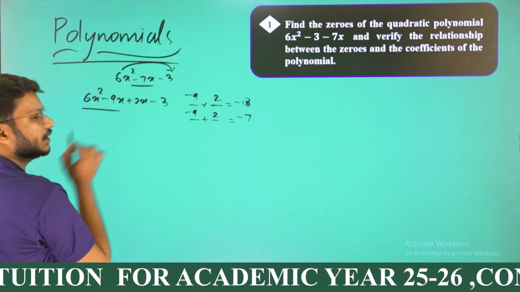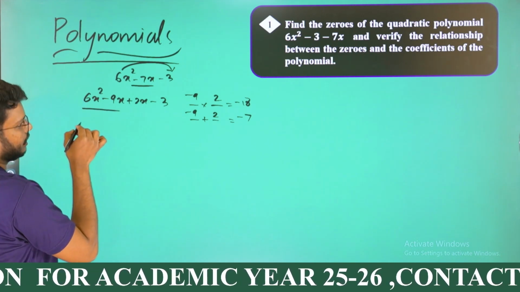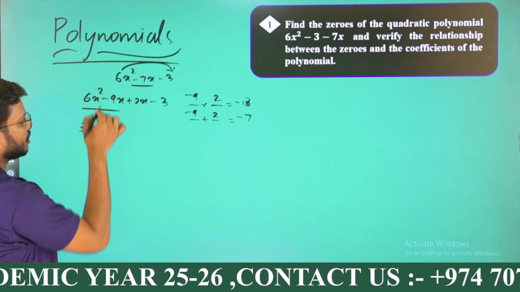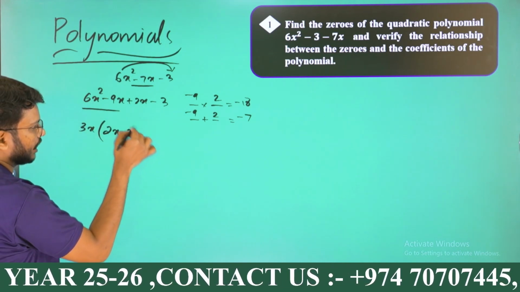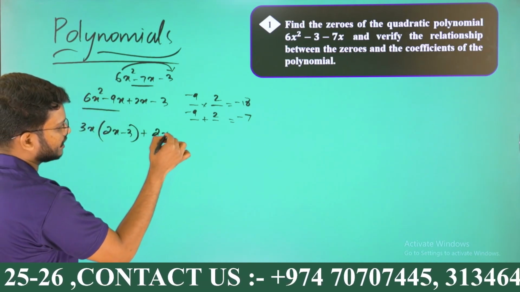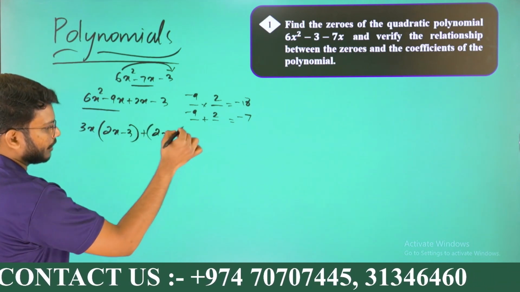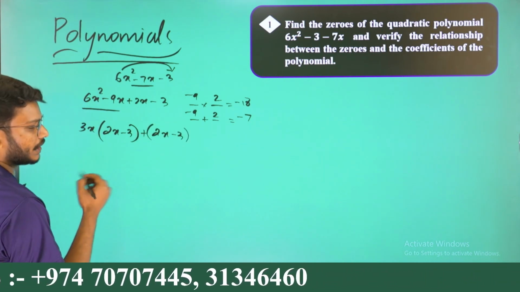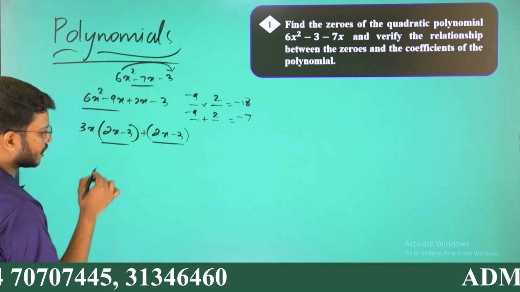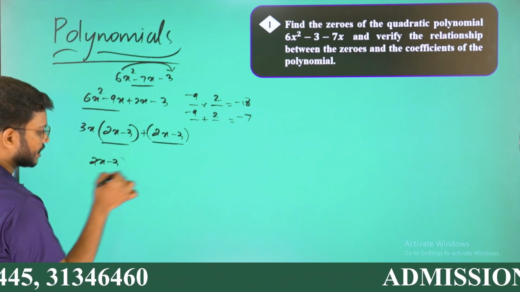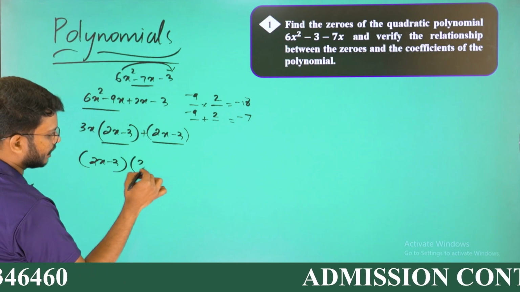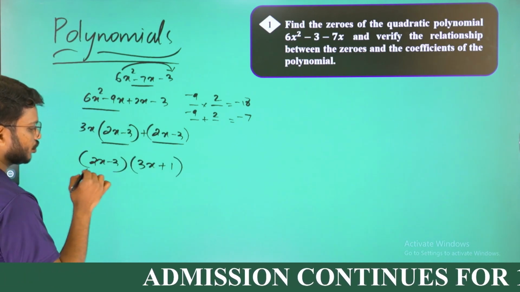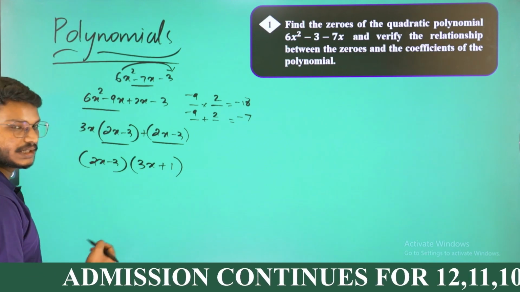So what is common here? 3x is common. So we can take 3x. So what is remaining? 2x minus 3 remaining, plus here 2x minus 3, we can write it like that. Then we can put a bracket also here. Then what is common here? In these two, what is common? 2x minus 3 again common. We can write the remaining 3x plus here 1 remains, so 1. So 2x minus 3 and 3x plus 1 are the factors.